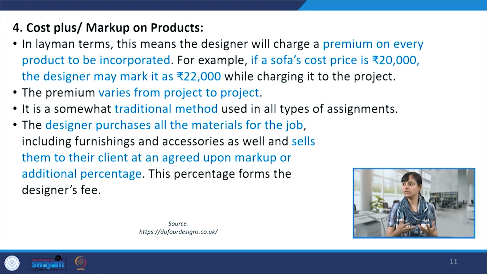So let's say there is a sofa and its cost price is say 20,000, and there are more products and furniture pieces like this which the designer tries to procure for the client and sort of creates this kind of curated experience. The designer would charge some price as a markup. So for 20,000 it could be like 22,000, so there is this 2,000 markup.